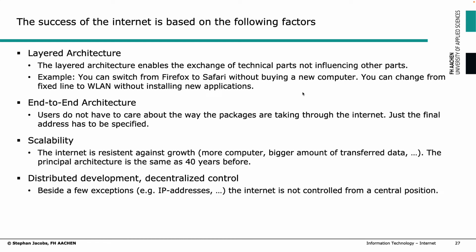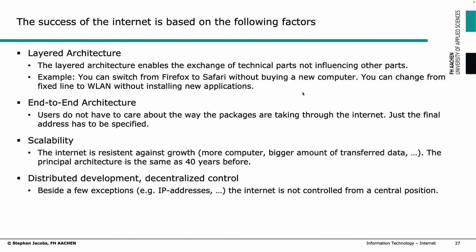Second, it's an end-to-end architecture. So if you write an email or if you browse through the internet, then you just need to have the address of the web server or the email server, and the rest is fine. So if you send an email, for example, to the US, you don't have to care which way it goes. If it goes through a satellite or a fiber link through the ocean, this is done by the internet as such.